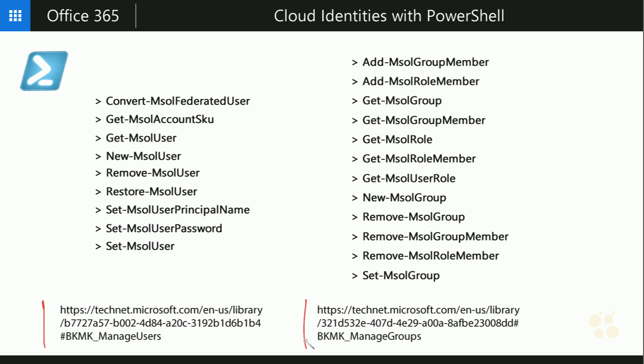So we're going to take a little bit of a look at get user, new user, restore user, which we already talked about in another nugget, as well as set user, which is how you update a password. Real importantly, we're going to talk about how you set the MSOL user password commandlet. Over here on the group commands, how do we add a group member? How do we remove a group member?